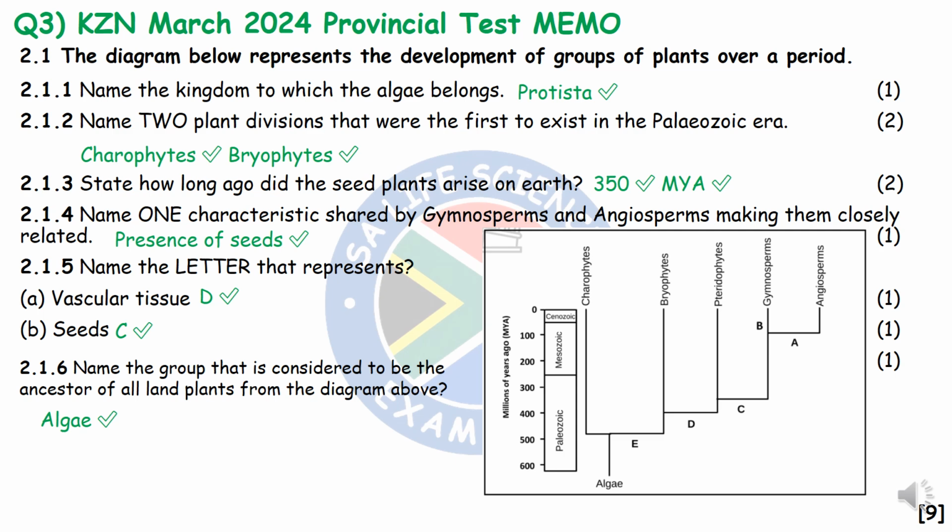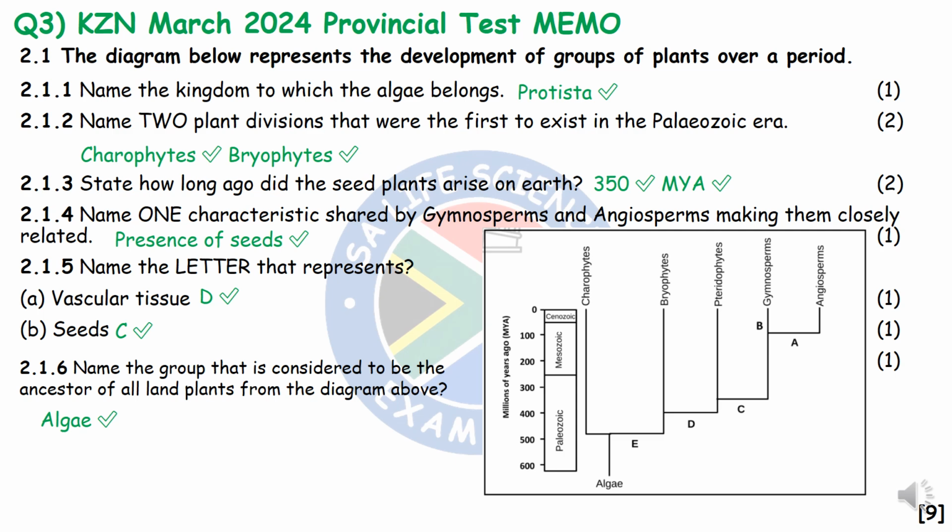Name the letter that represents seeds. That would be label C. So we've kind of already answered this question. The letter representing seeds would be letter C, because after letter C, we see the Gymnosperms and the Angiosperms. Question 2.1.6, name the group that is considered to be the ancestor of all land plants from the diagram above. That would be the algae.